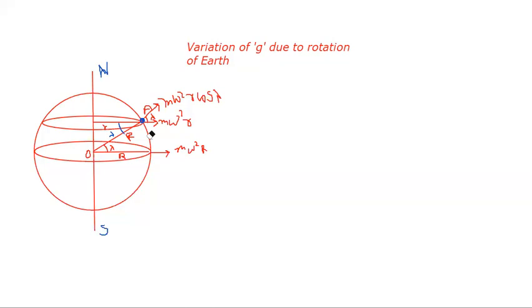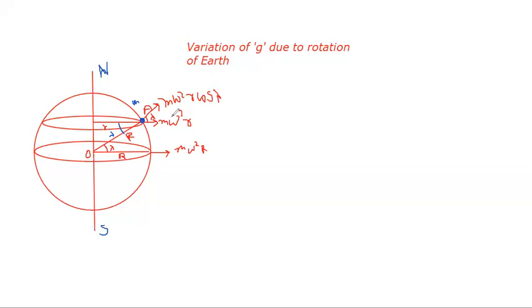Now, this centrifugal force acts in a direction opposite to the force of gravity. So the actual weight of a body appears less than its true value. Let us prove it. So take a body, suppose this is a body placed at a latitude of lambda, on the surface of the Earth.